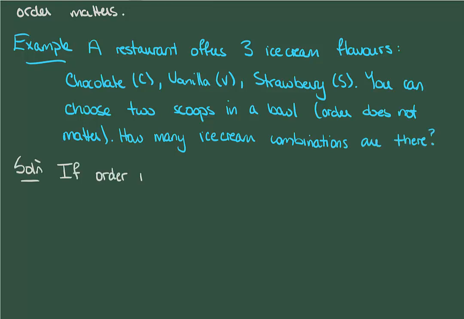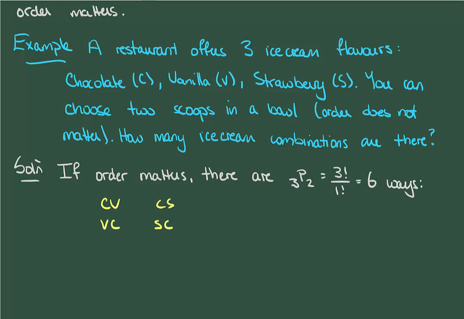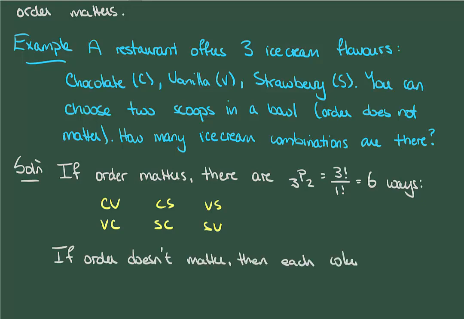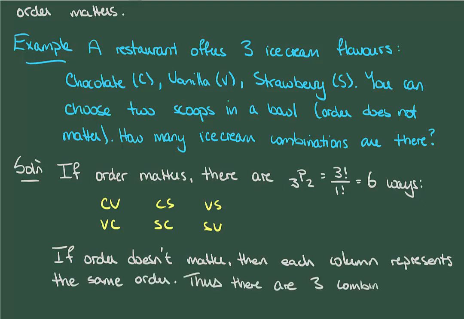Okay, so as I said, let's pretend that the order does matter, for which we know that there are 3 pick 2 or 6 possible pairings. Now I'm going to write them all down, ensuring that similar pairings occur in the same column. If we then say that order doesn't matter, well, each of these columns now represents a single pairing of flavors. There are 3 columns, hence 3 pairings.